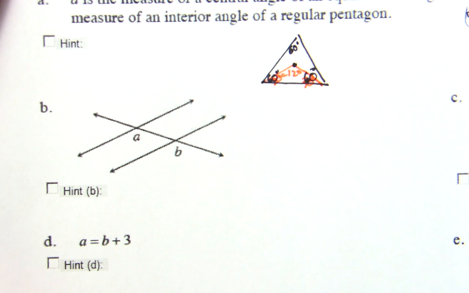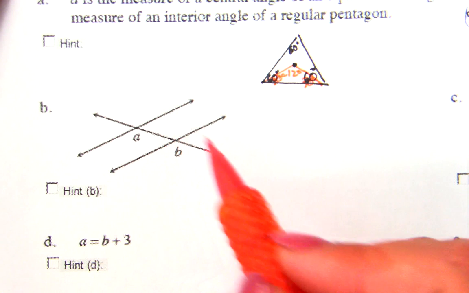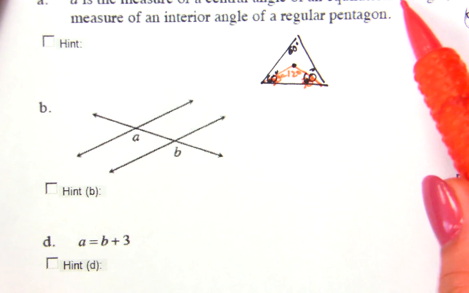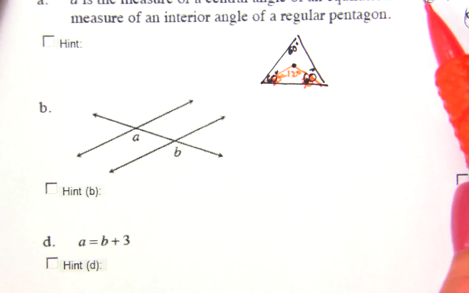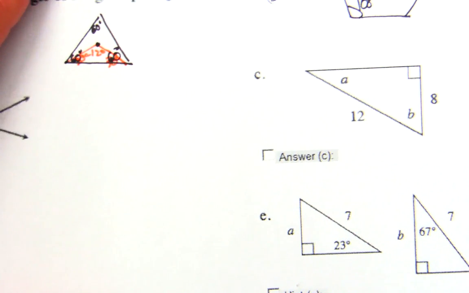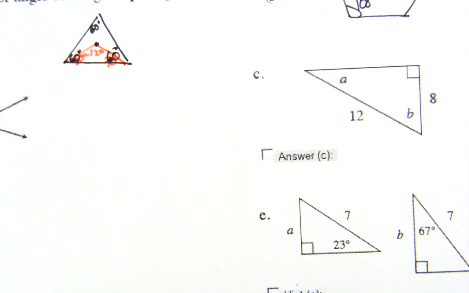A is greater or B is greater? No, there's just not enough information. I don't know what they are. Or in this case, 120 is greater, or in part A, it was 120 was greater than B. Okay, here. We do have enough information. We can definitely do this.